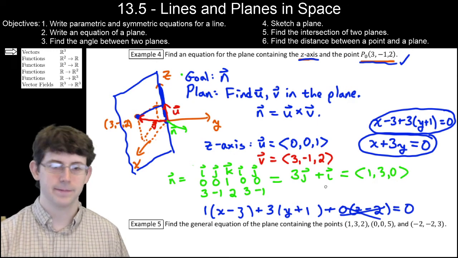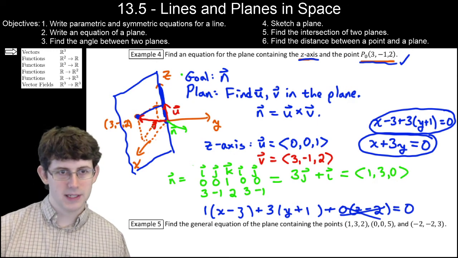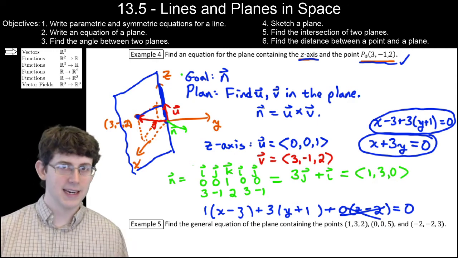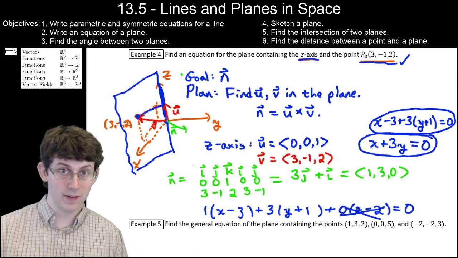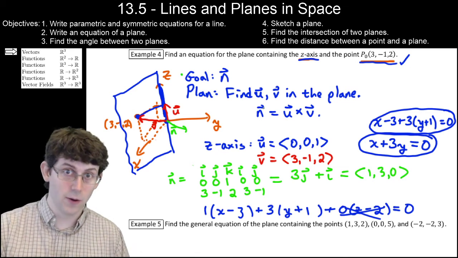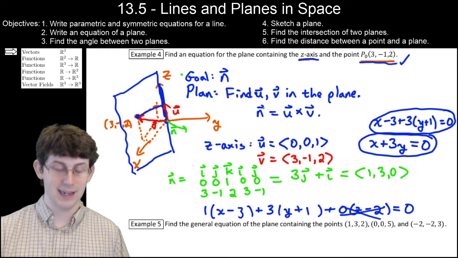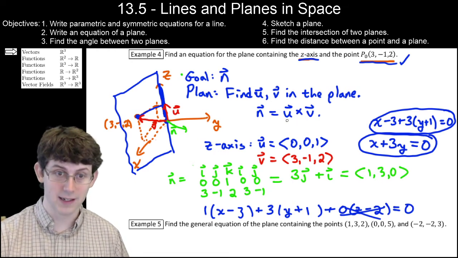So what's the takeaway from this? To find an equation of a plane, you need a base point and a normal vector. If no one gives you the normal vector, you need a way to find it. And the easiest way to find a normal vector is with a cross product.